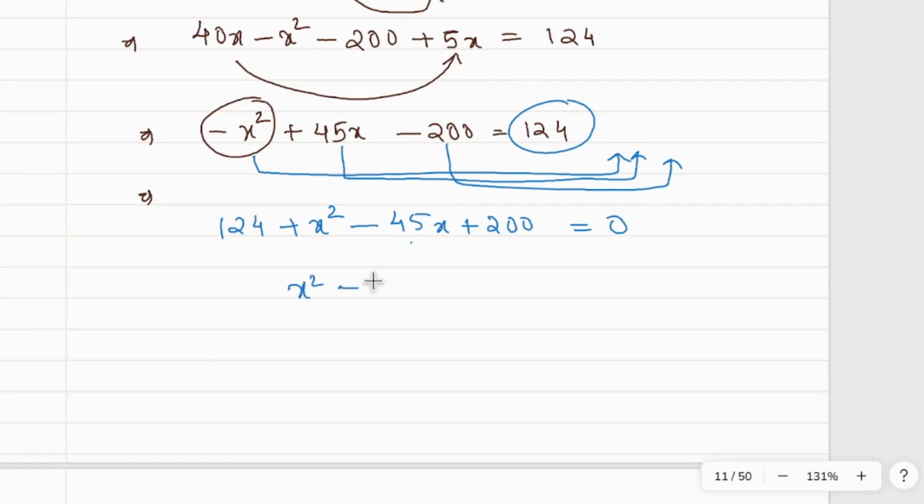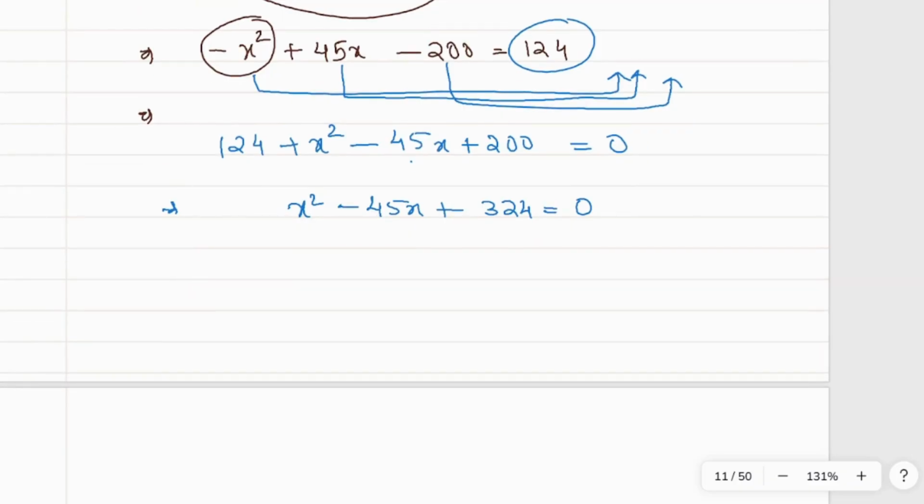x square minus 45x plus, what is 200 plus 124? It is equal to 324, equal to 0. Thus our equation is x square minus 45x plus 324 equal to 0. Find the numbers whose product is 324, like 1 into 324, and whose sum is minus 45. I need to find the numbers a and b which, when added together, give minus 45 and, when multiplied together, give 324.